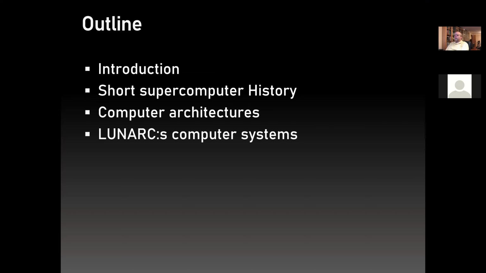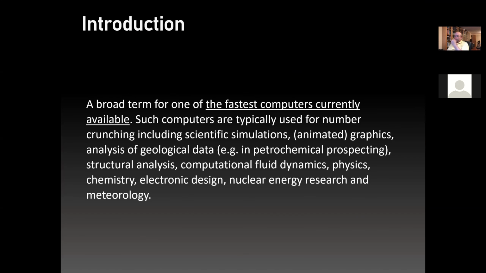So I will give a short description of high performance computing, what it is, so you get an overview of what this area is. So what is high performance computing? It's a broad term for the fastest computers currently available. They can be used for, for example, number crunching, scientific simulations, analysis of geological data, computational fluid dynamics, structural mechanics, and many areas where you get problems that really quickly become complex.